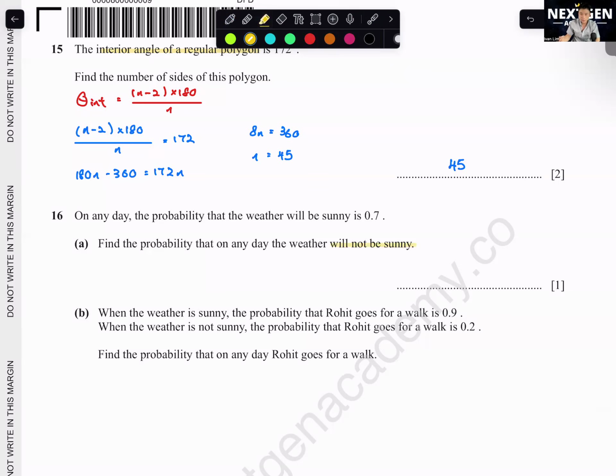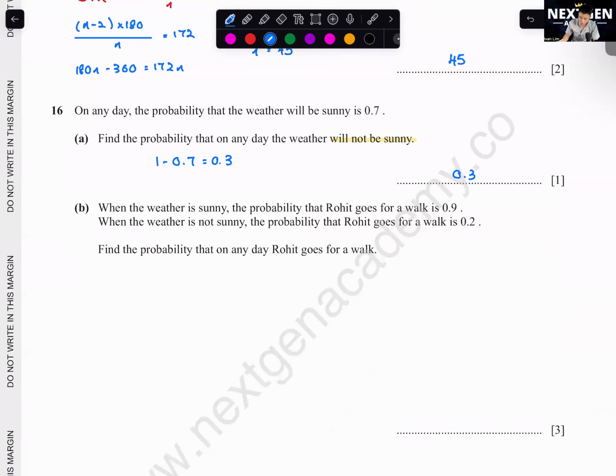Okay, probability, you have your success or non-success, right? The total will always be equal to 1. So you can just take 1 minus 0.7, which is 0.3. Okay, now, when the weather is sunny, the probability that Rohit goes for a walk is 0.9. When the weather is not sunny, the probability that Rohit goes for a walk is 0.2. Find the probability that on any day, Rohit goes for a walk.